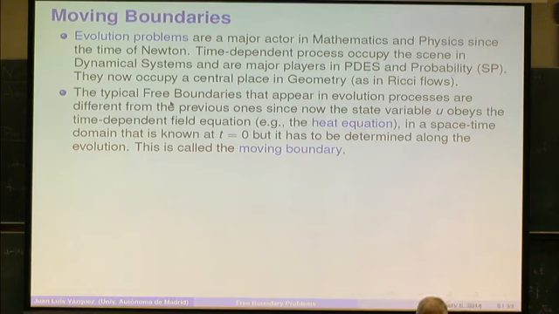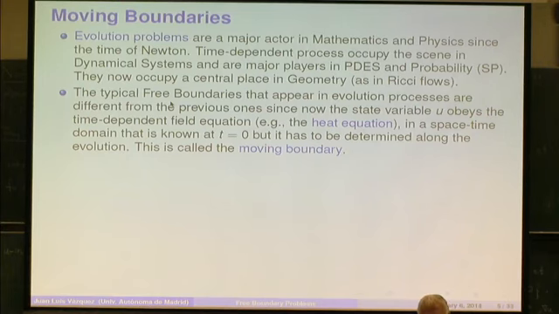So the typical free boundaries that appear in evolution processes are different from the stationary ones, because the beginning is predicted. And it's the evolution of the free boundary that is left to be calculated every time. Okay?